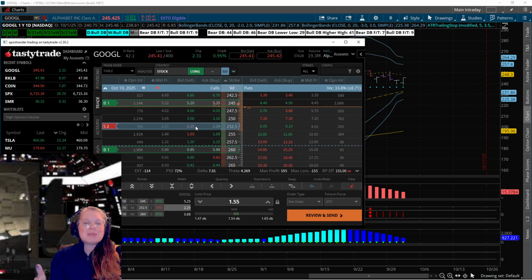But let's pretend it's like SPX and it cash settles. The max profit I could get is $5.95. That is an excellent risk versus reward, in my opinion. That's exactly what I want to see.